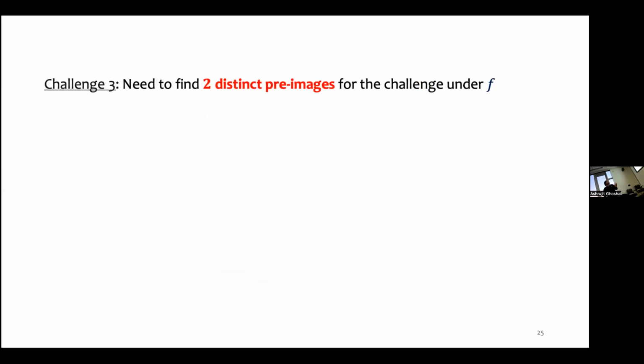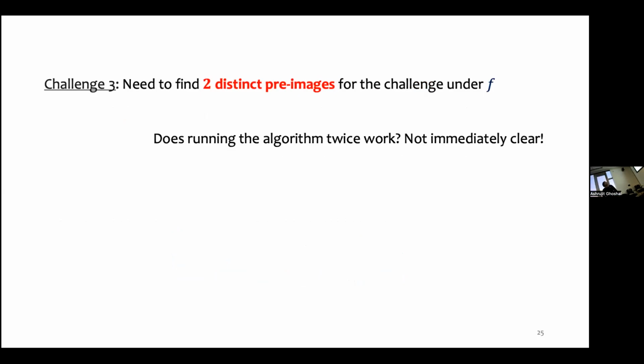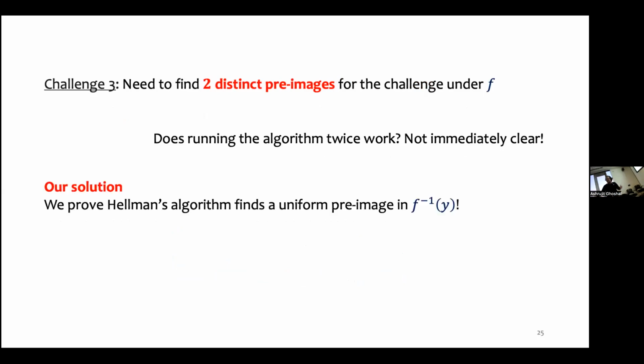Finally, we need to find two distinct preimages, while Hellman's attack gives us one. Of course, the first idea anyone would have here is, okay, run the algorithm twice with different randomness and hope it spits out two different preimages. But it's not immediately clear that it works. So we analyze Hellman's attack further and show that, in fact, it finds a uniform preimage among all the preimages. And that suffices for our needs. And in fact, that's what makes the bound square.